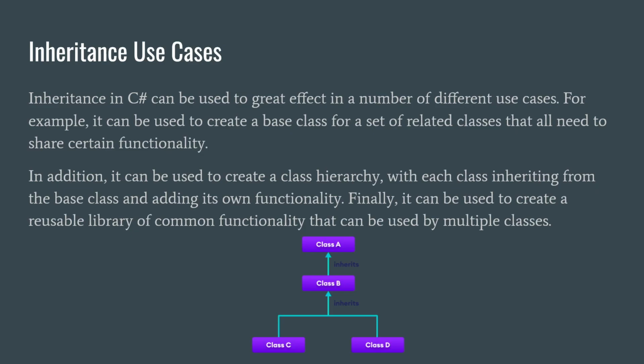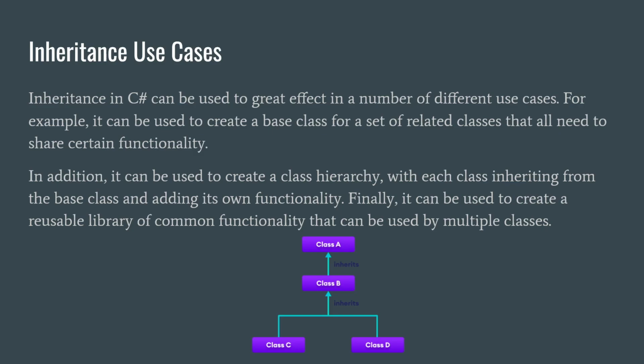So what are the different use cases? Inheritance in C Sharp, or any language, like I said earlier, can be used to great effect in a number of different use cases. The number one is that it can be used to create a base class for a set of related classes that all need to share certain functionality. Self-explanatory. We have talked about that before as well.